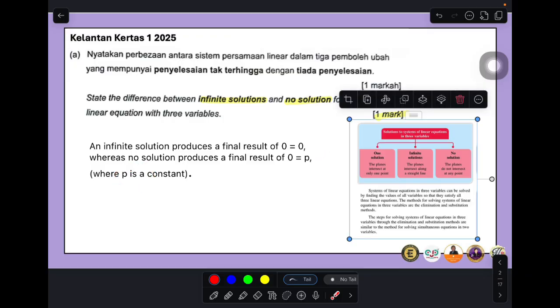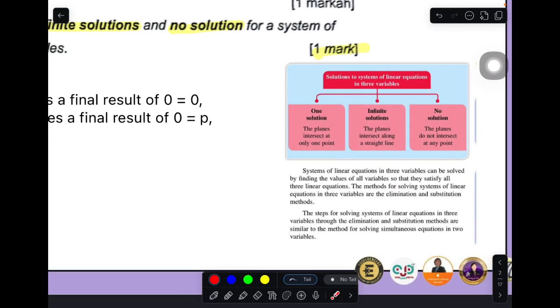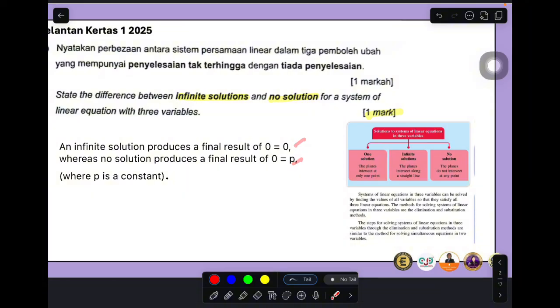Or this is the notes from the Form 4 textbook, where I mentioned the solution to a system of linear equations in 3 variables. We have 3 types of solutions: either there is 1 solution, infinite solutions, ataupun tiada penyelesaian. So the difference is, 1 solution intersects at 1 point, for infinite solutions the planes intersect along a straight line, and for no solution the planes do not intersect at any point. Tiada persilangan langsung.